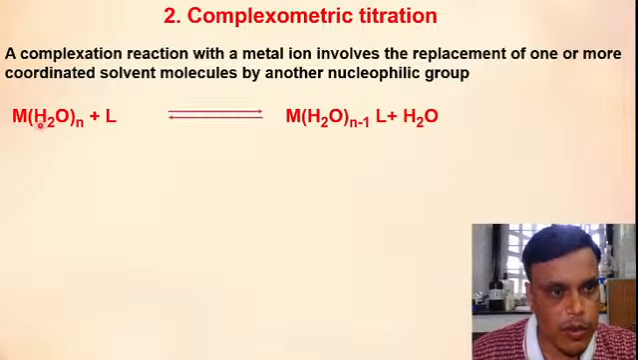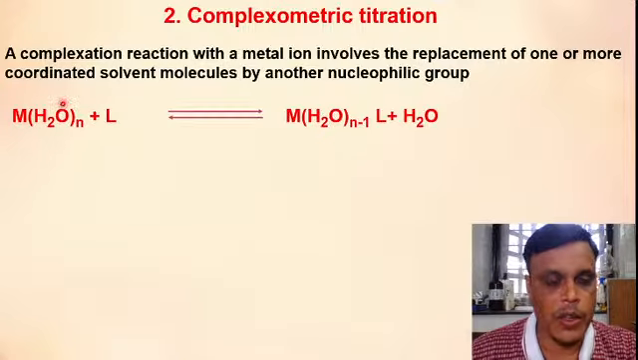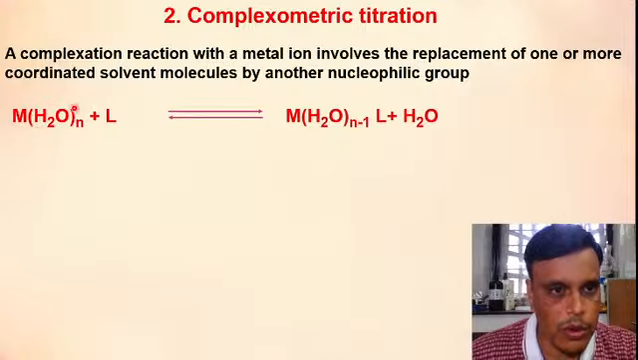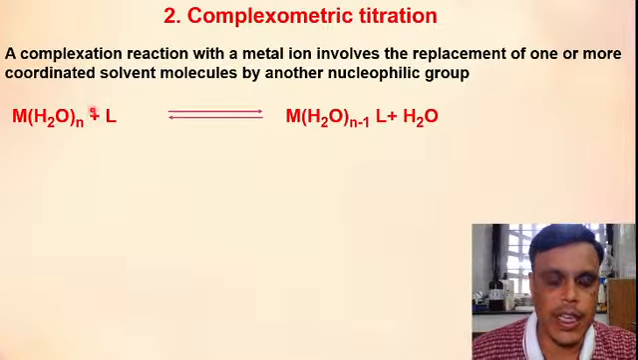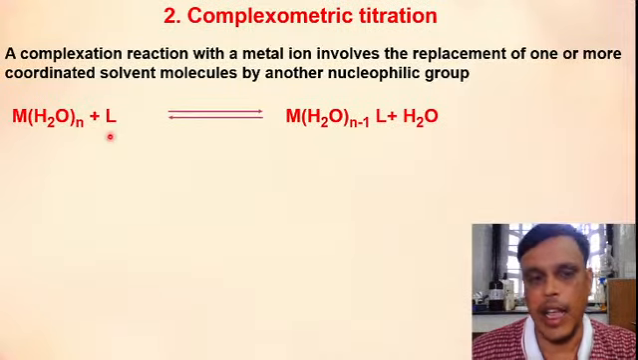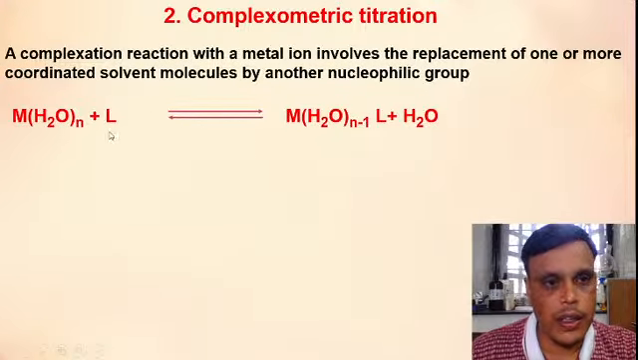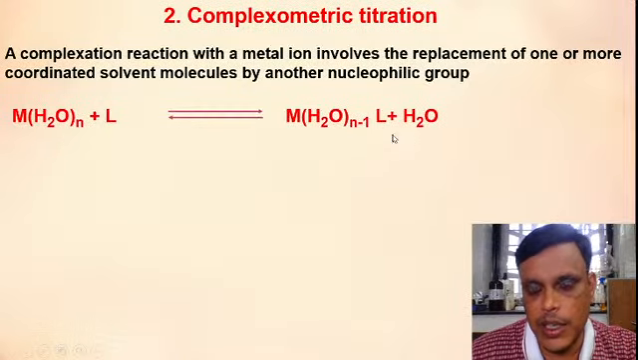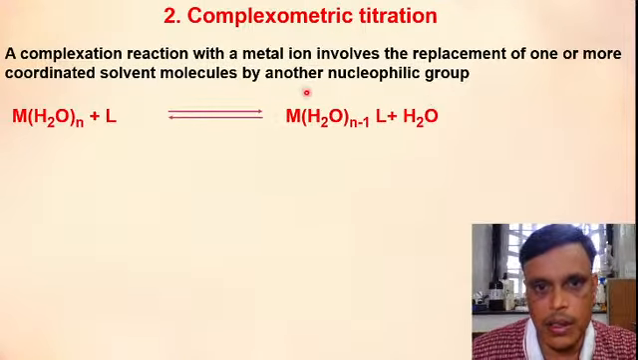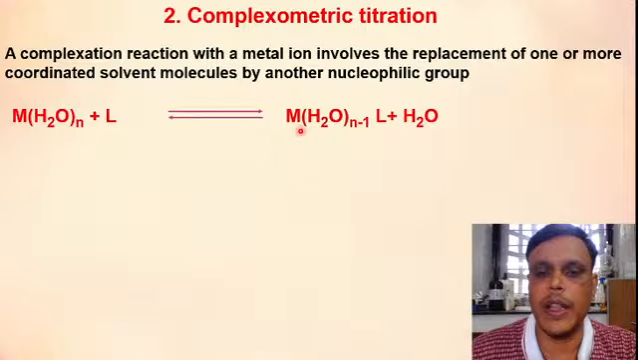There is a replacement of solvent molecule, and the solvent molecule here in this case is water. So replacement of one or more water molecules by the nucleophilic group, and the nucleophilic group is called a ligand, which is denoted by a capital L. So if one ligand is there, only one water molecule will get removed. See here on the product side, one water molecule has been removed and one ligand is attached to the metal atom.